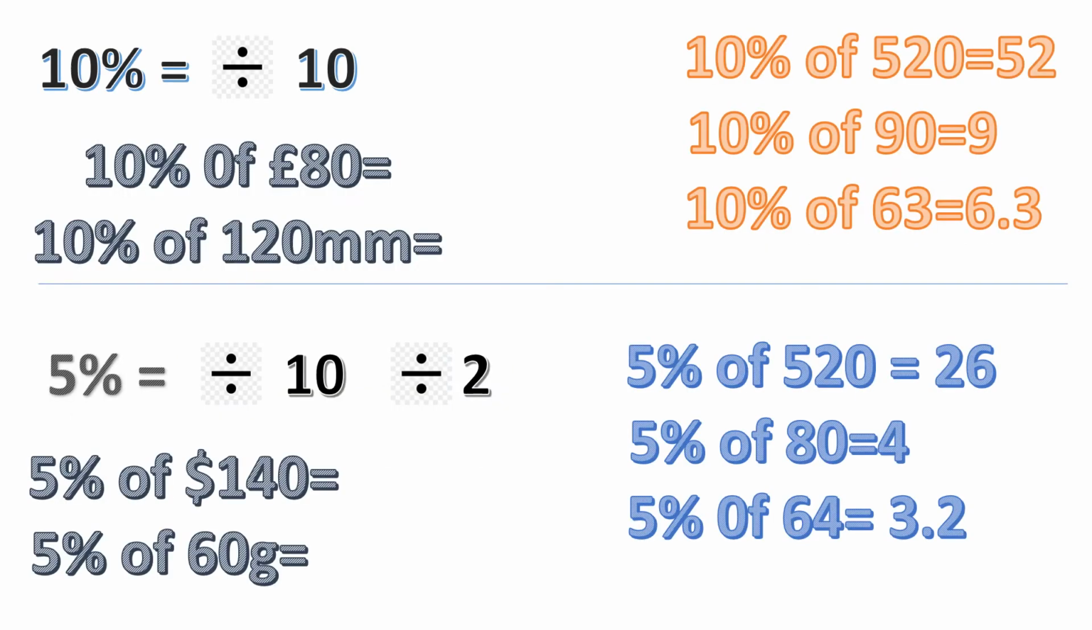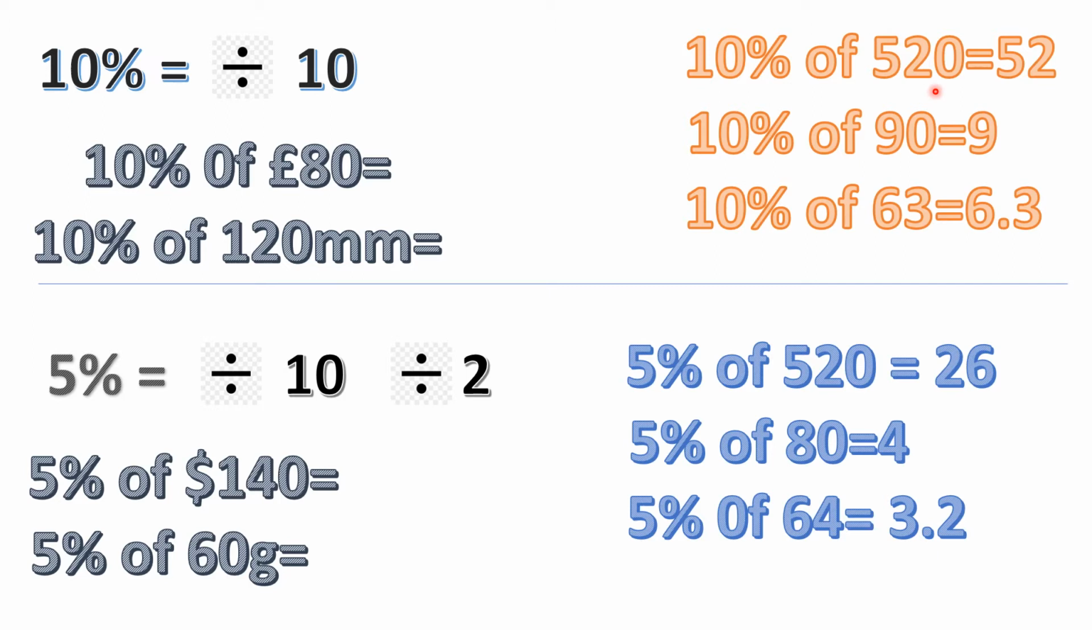Okay, so let's have a look at how to work out 10% of a number. Well, this is a very easy way of working out 10% of a number. Just divide the number by 10. So if you divide the number by 10, you will get 10% of the amount. Let's have a look at some examples.